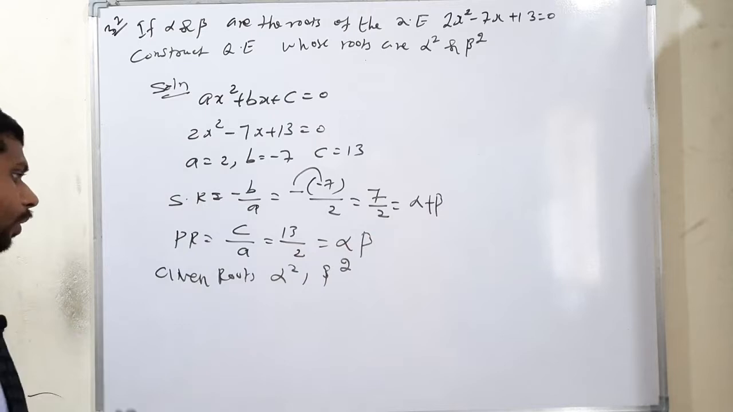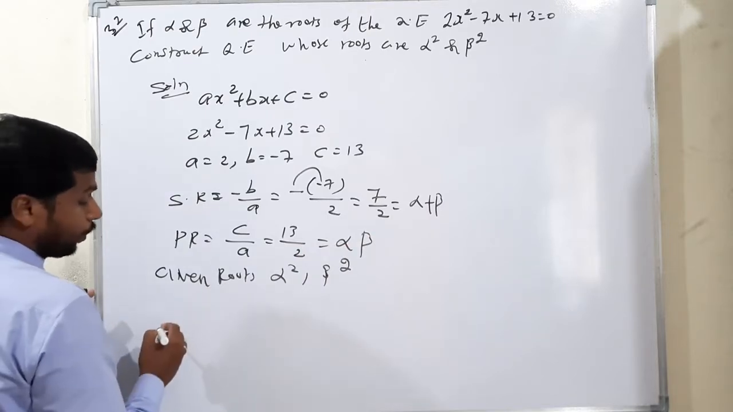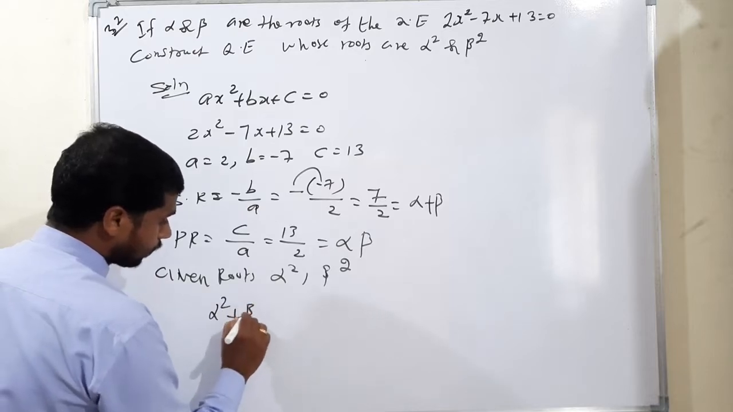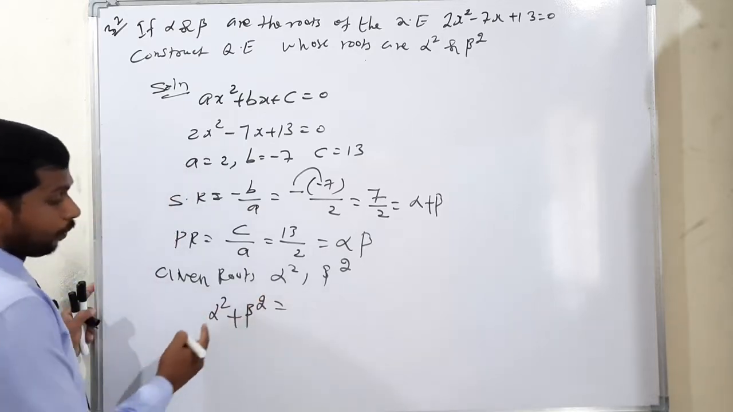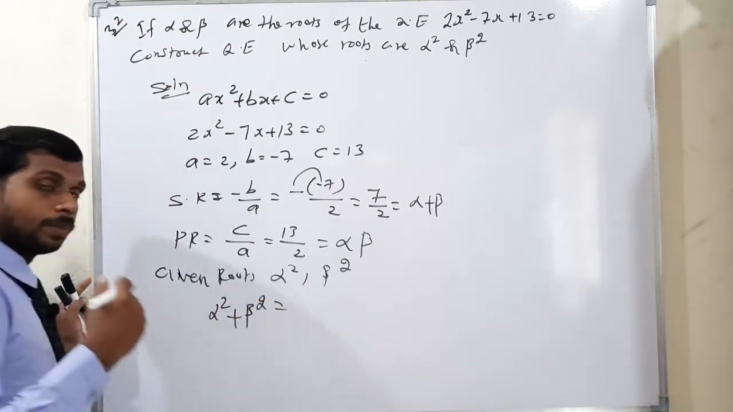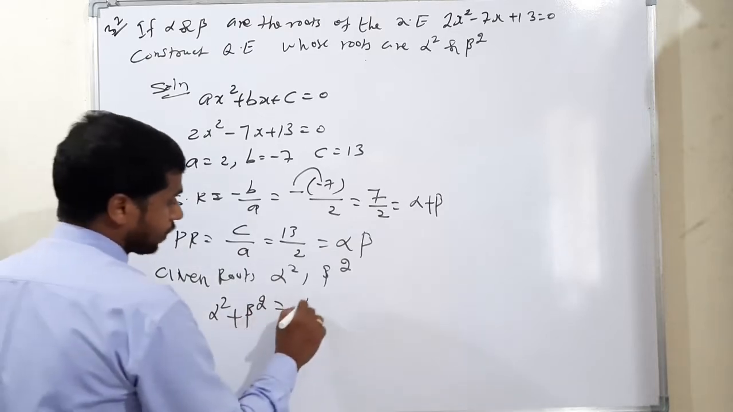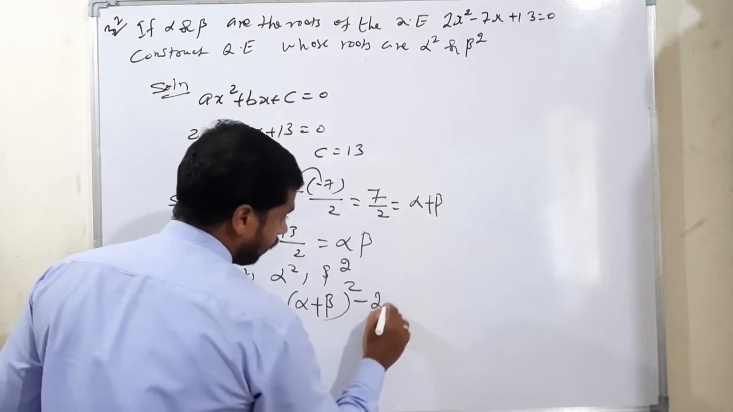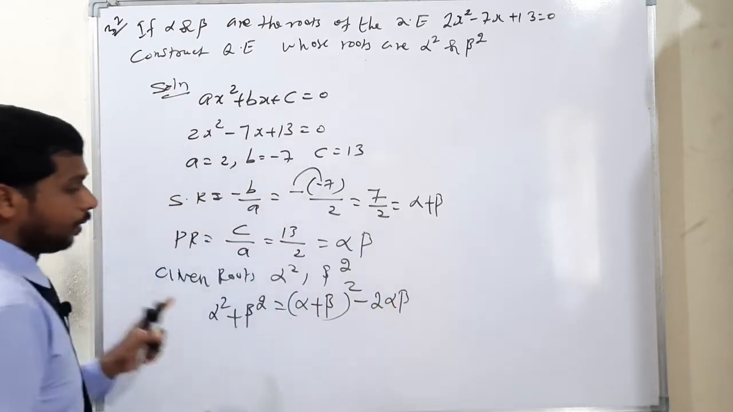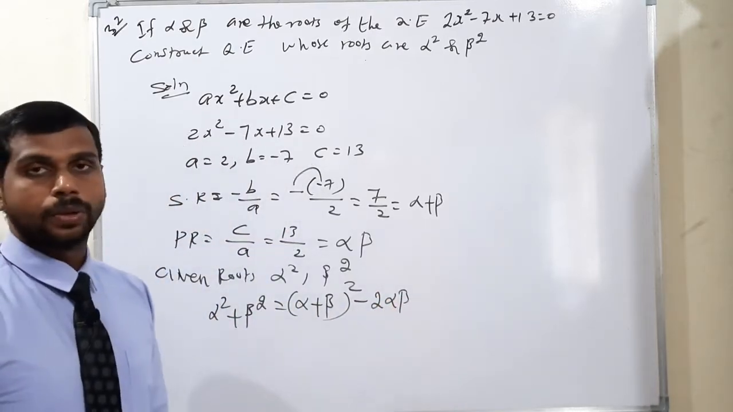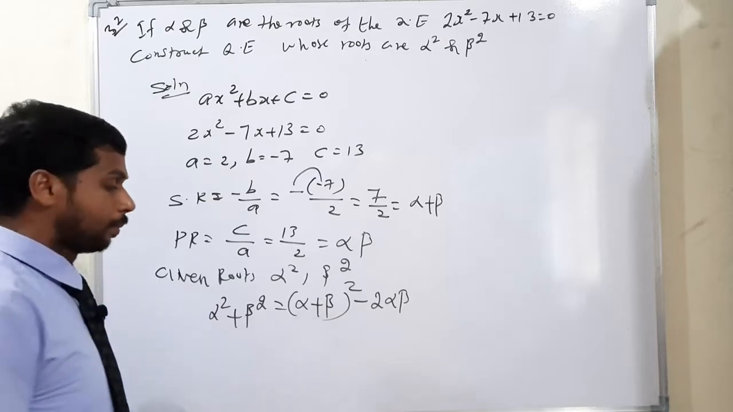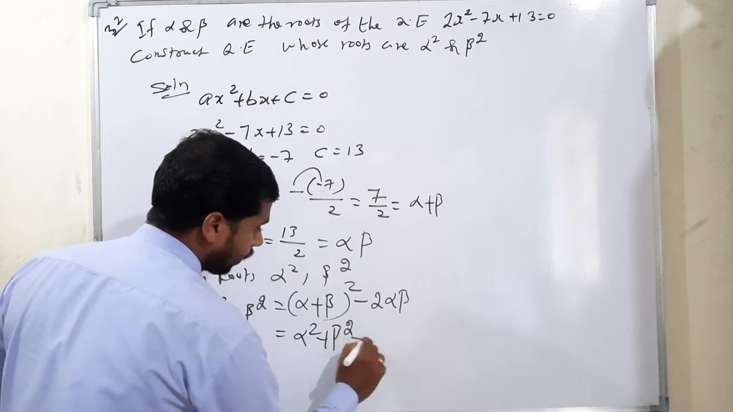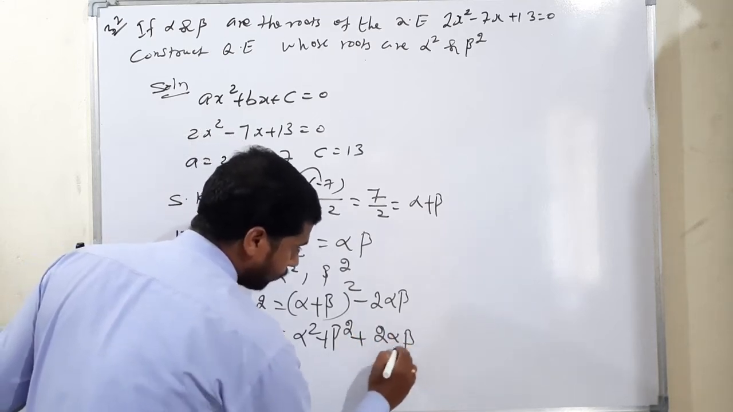Now the given roots are alpha square and beta square, so first we need to find the sum of the roots, that is alpha square plus beta square. Alpha square plus beta square means a square plus b square, isn't it? This will be equal to alpha plus beta the whole square minus 2 alpha beta. What is the value of a plus b the whole square? a square plus b square plus 2ab, isn't it? That means alpha square plus beta square plus 2 alpha beta.